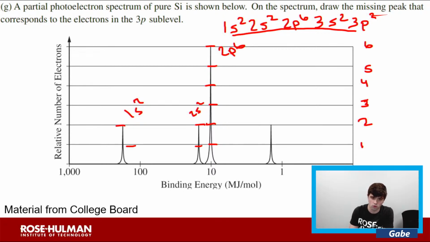So then we can just cross off what we have already. And now we have 3s squared next, and we can see that that matches with the 2 electrons here. 1, 2. And so now we're left with 3p squared. So we can simply draw that by going up to our 2 electrons, and that's represented as our 3p squared, the missing peak for our electron configuration.